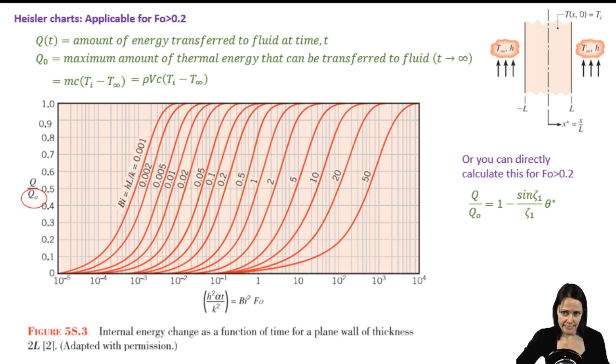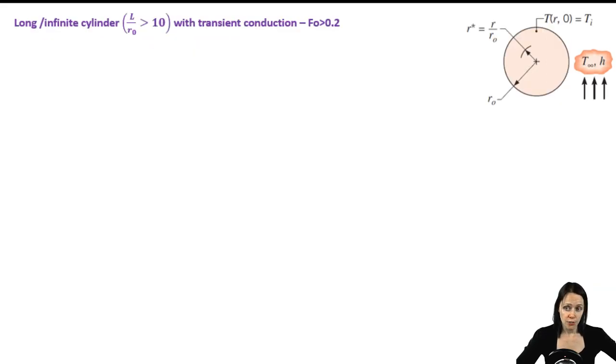Remember that you can get that zeta 1 value from the appendices in table B3 or table 5.1 in your book. There are also analytical solutions and Heisler charts available for long cylinders. We have these solutions and charts for spheres as well, but we won't address them here. We're indicating that this is for a long or infinite cylinder because that indicates that we'll only consider temperature gradients in the radial direction, not the z direction along the length.